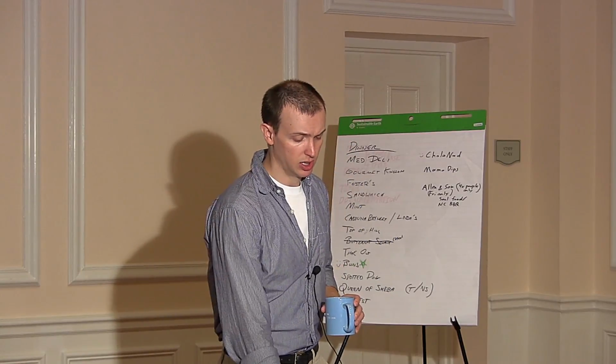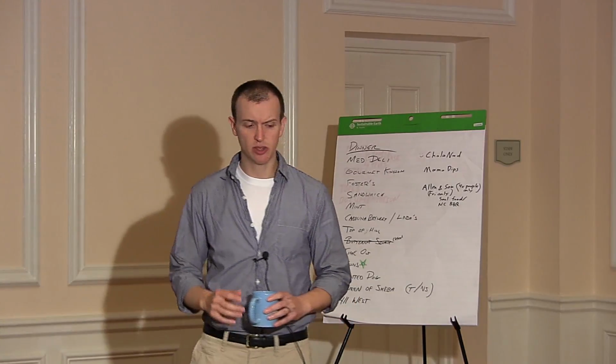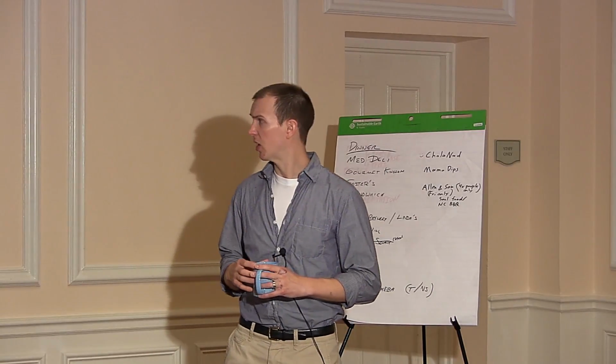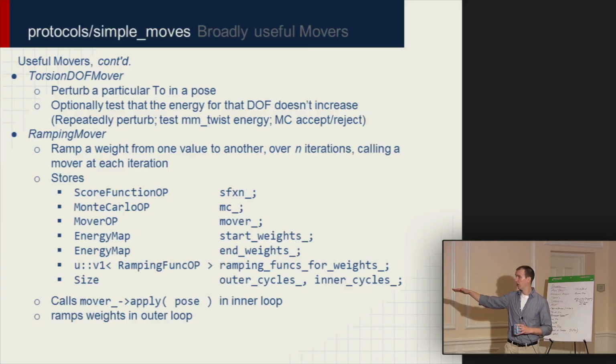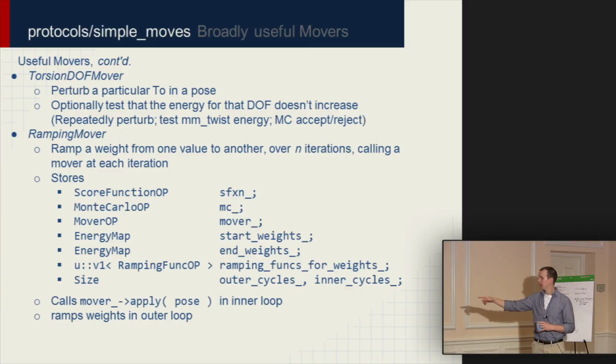Okay, so one of the reasons that I bring this up is that the ramping mover has this score function that it's going to change. If you set things up correctly, you can have the same score function being used by the ramping mover as by the pack rotamers mover and the min mover, so that those two movers see the change that the ramping mover is making. Even though the ramping mover doesn't know what lives inside this mover object, right?